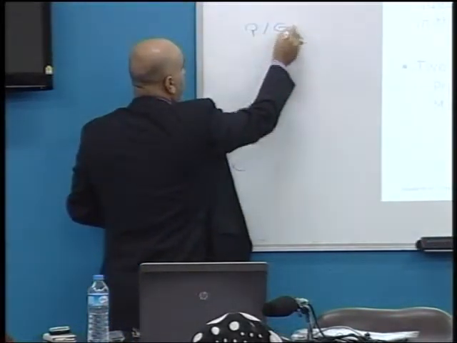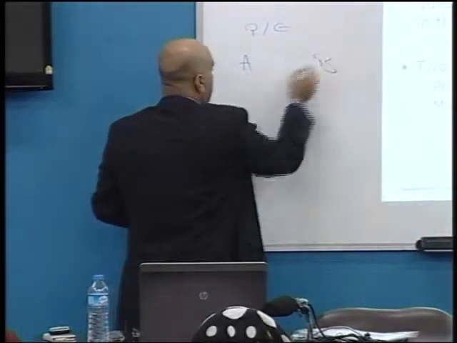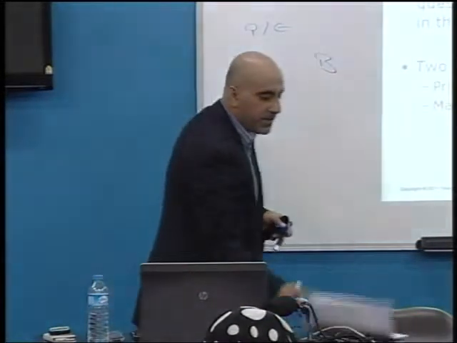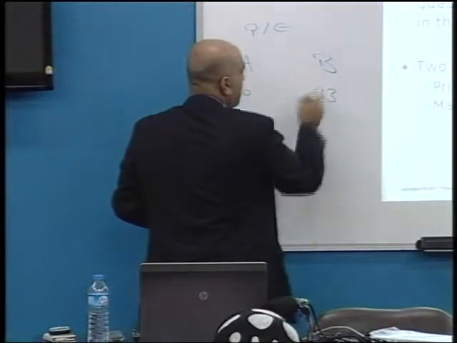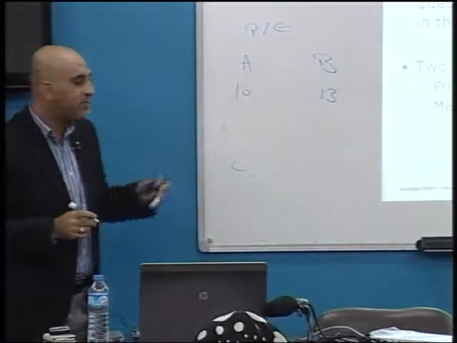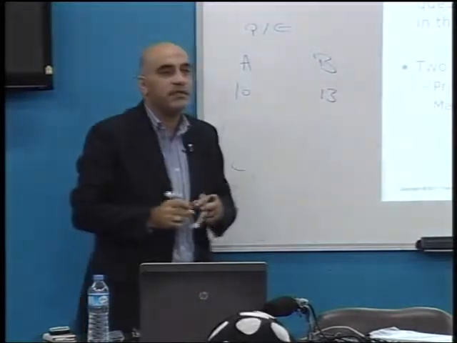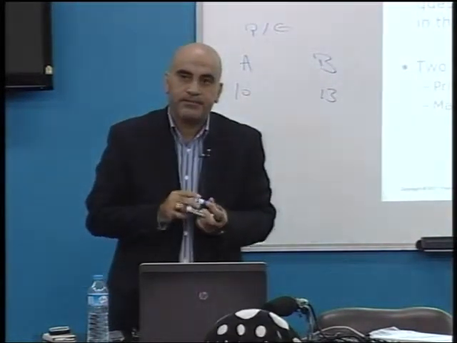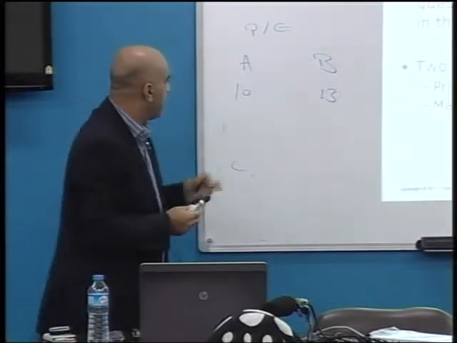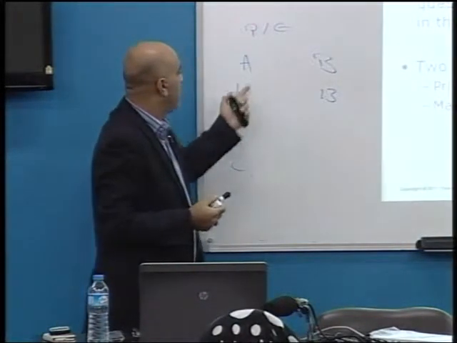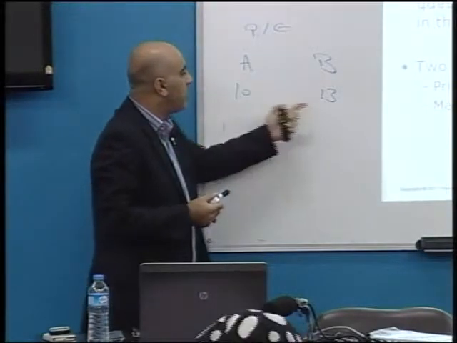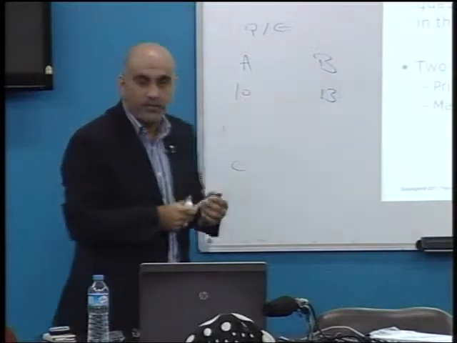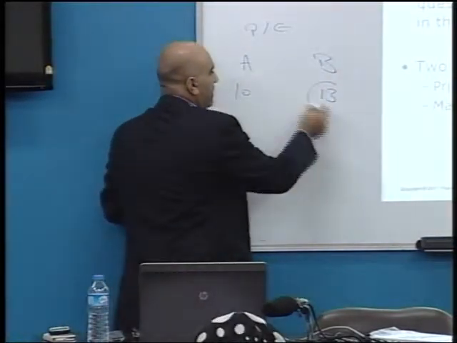The PE ratio for company A and company B. For instance, company A, the PE ratio is 10, and company B, the PE ratio is 13. So can anyone explain what it means, 10 or 13? Which do you prefer? Company A with a PE ratio of 10 or company B with a PE ratio of 13? 13. Okay, let's hear you say 13. Why 13?